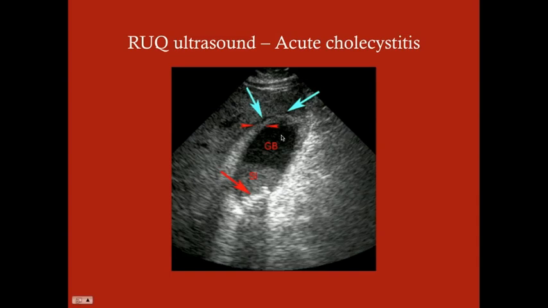Here's another one. So this is a little better to display the increased gallbladder wall. You can actually see it looks more confluent, but here's the gallbladder wall right here, definitely more than 3 millimeters. You've got your stone down here. Your neck is right here. And then here's your stone blocking the gallbladder at the neck, and then these blue lines are pointing to pericholecystic fluid.